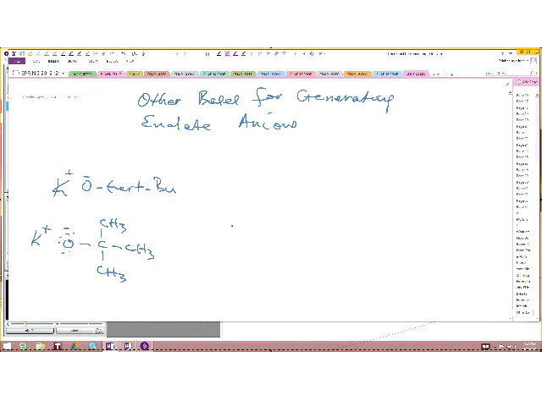We could also use ethoxide, which will be this molecule here. This could be sodium ethoxide or potassium ethoxide. We could also use methoxide. This could be sodium methoxide or potassium methoxide.